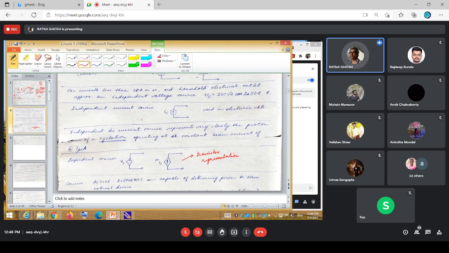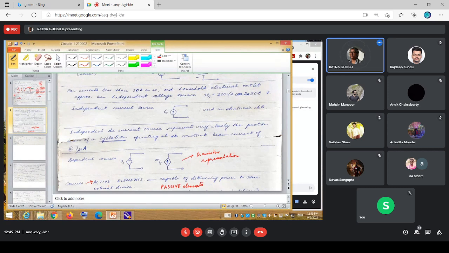Another classification is active elements and passive elements. This is not just about sources, but about all circuit elements. The sources are nothing but active elements. Why are those active elements? Because they are capable of delivering power to some external device. Passive elements just absorb power.